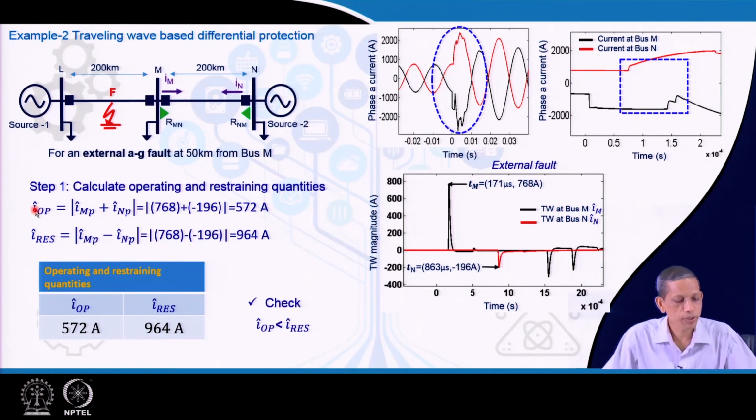Now, let us see what I operating says. I operating becomes equal to 572, because if you substitute these two values, plus and minus, they reduce the value, and I restraining is magnified. So, that is 964. You see that I restraining is greater than I operating, and that clearly says that it fails the first principle of the differential principle.